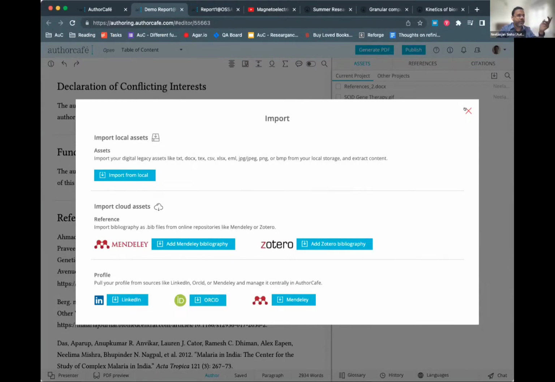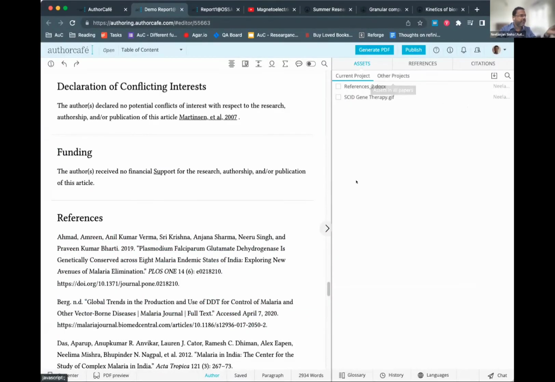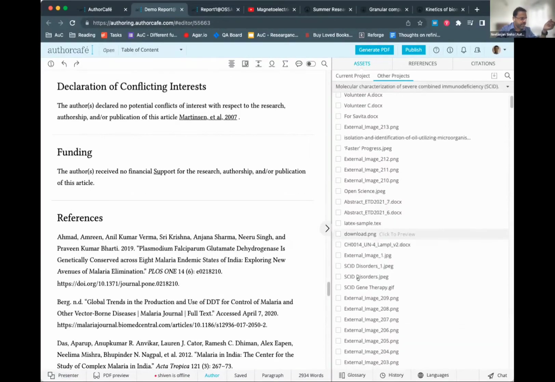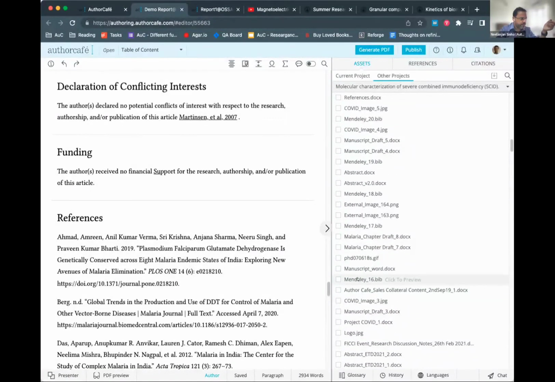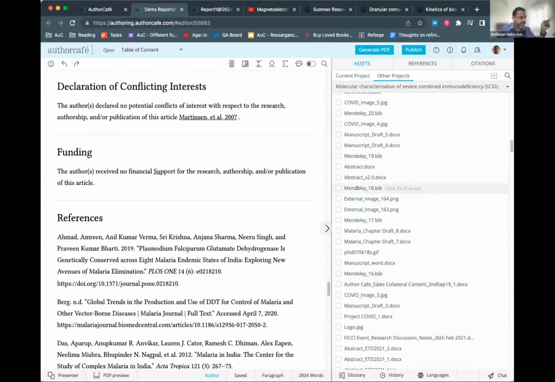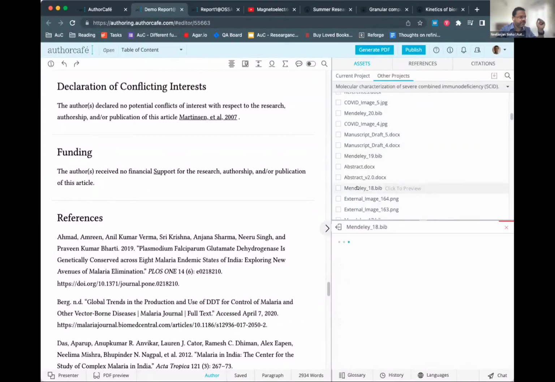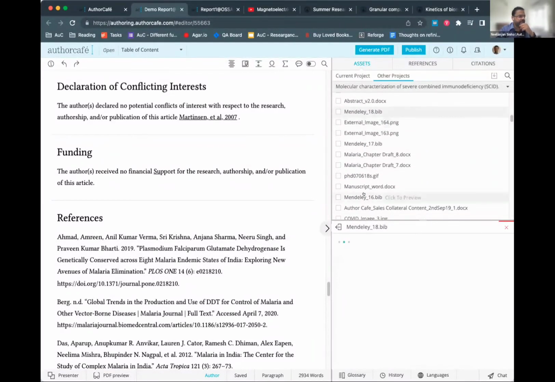And then let's say if you have 400 references in your Mendeley library or Zotero library, you need not bring everything here for this particular report. You can pick and choose. Let me show that to you. So I have this BibTeX file, which I had used in another project. And this is trying to fetch the references I had in that.